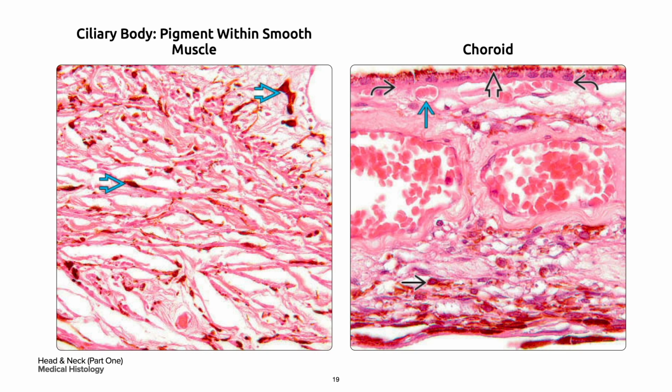On your left, interspersed within the smooth muscle of the ciliary body, numerous pigmented melanocytes in bold blue arrow will be identified here.